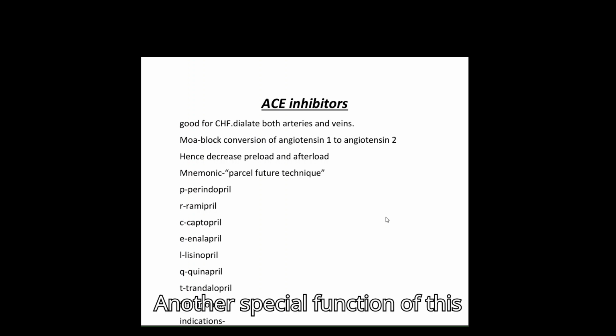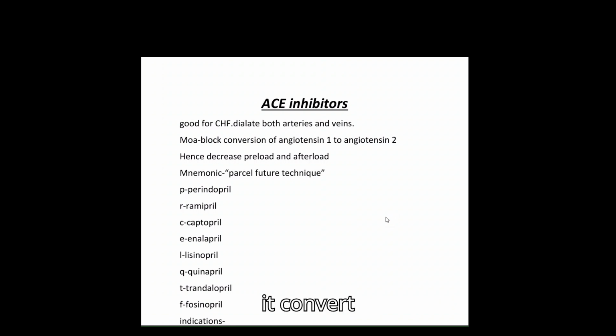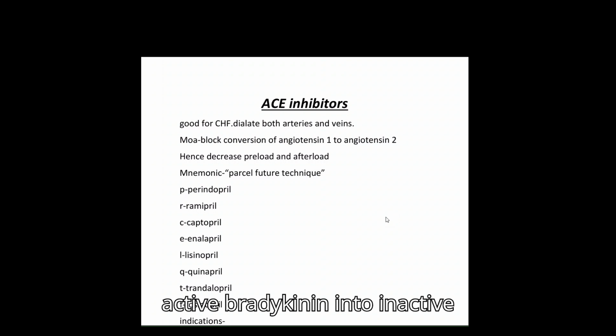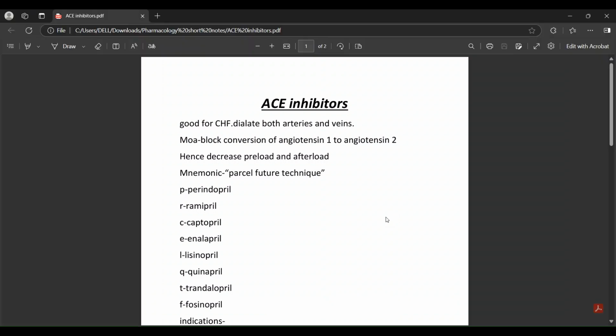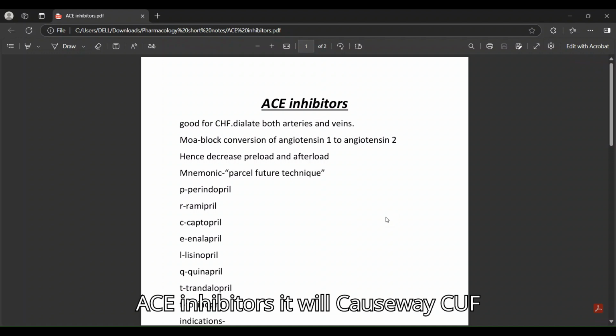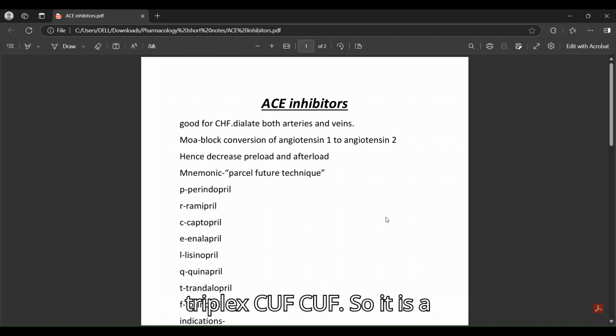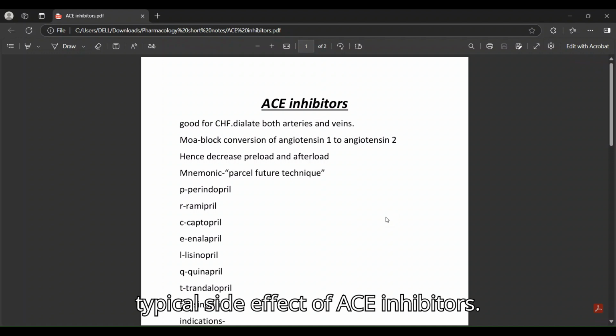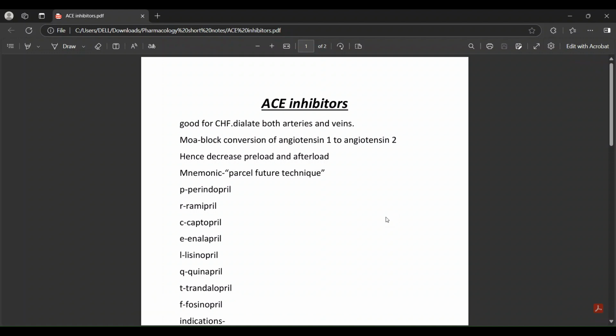Another special function of this angiotensin converting enzyme is that it converts active bradykinin into inactive bradykinin. So when active bradykinin accumulates due to ACE inhibitors, it will cause the cough reflex, cough. So it is a typical side effect of ACE inhibitors.